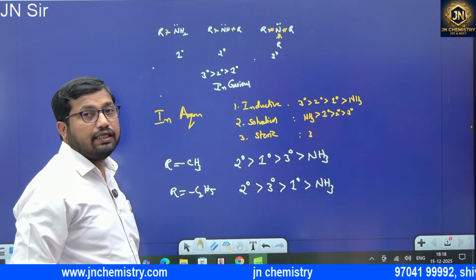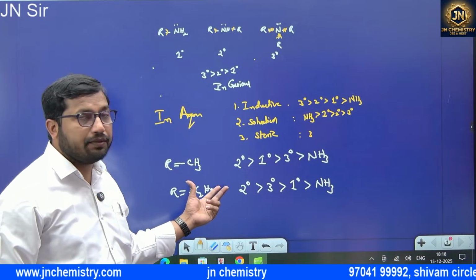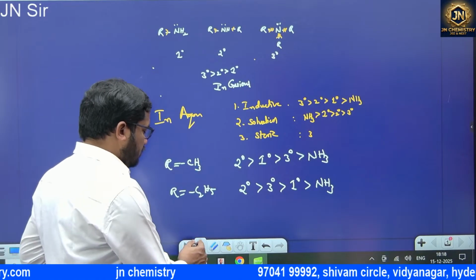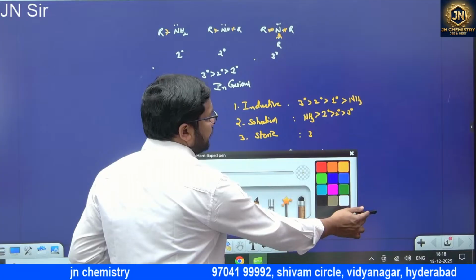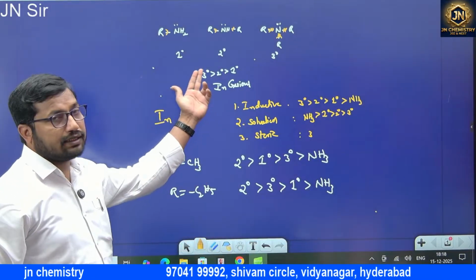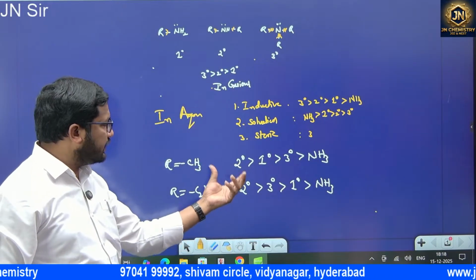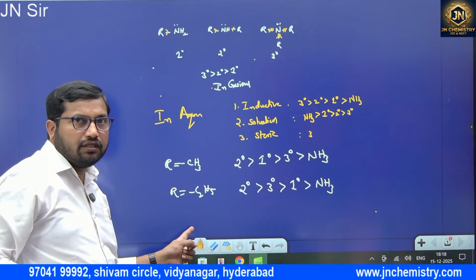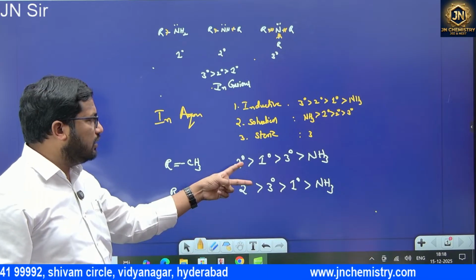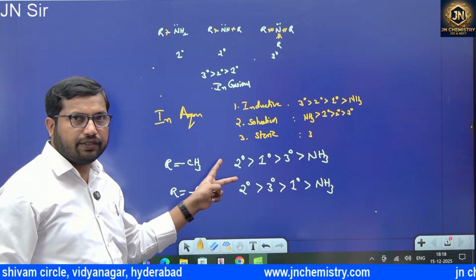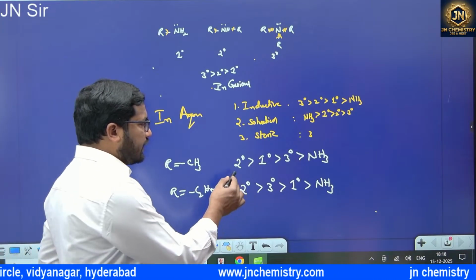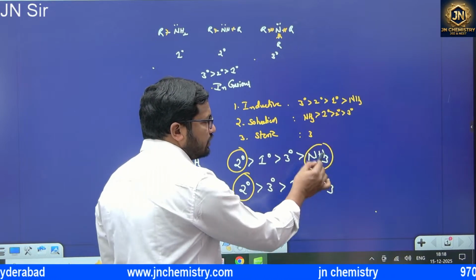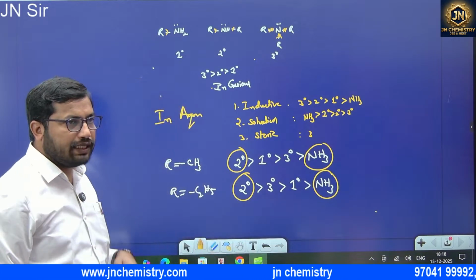Here is one trick which I told you to remember, so try to understand. In the gaseous state the order is 3, 2, 1, so no issues. But in the aqueous case, the order keeps changing if you change the alkyl group. In our syllabus these two are present, so we need to remember these two. In these two cases 2 degree is the same and ammonia is also the same. The only problem is with 1 degree and 3 degree swapping.